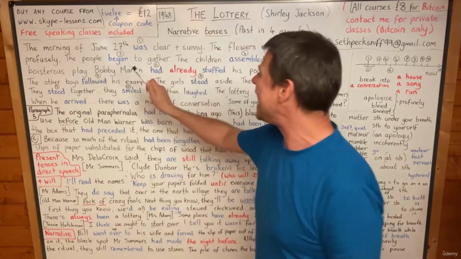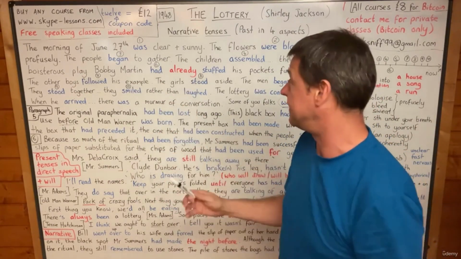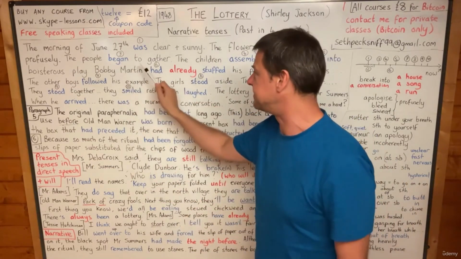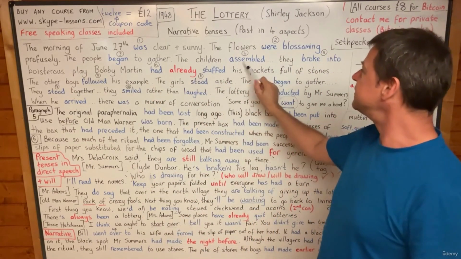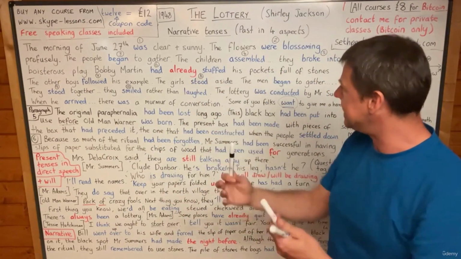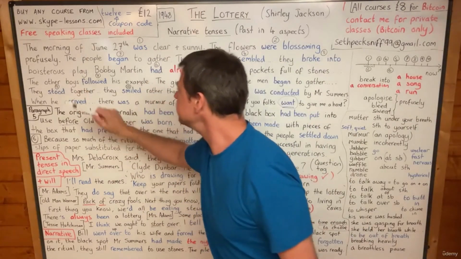The people began to gather, to collect together, to gather together. The people began to gather, past simple, just the simple aspect. The children assembled. That means they gathered together. The children assembled, they came together. They broke into boisterous play.